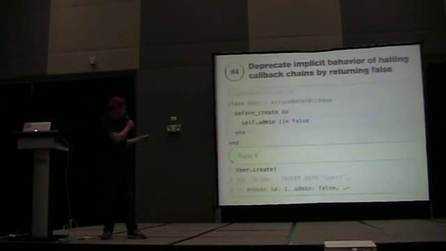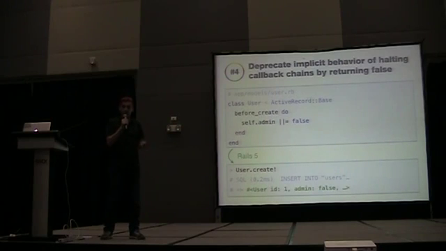So from Rails 5, the value that your callback returns doesn't matter in terms of the chain. So even if you return false, the user is still going to be created. There is still a way, if you want to have the old behavior, you have to be explicit. You have to throw the symbol abort, and then it's going to have the old behavior. But I think especially for newcomers, this is going to just cause less confusion and headaches.